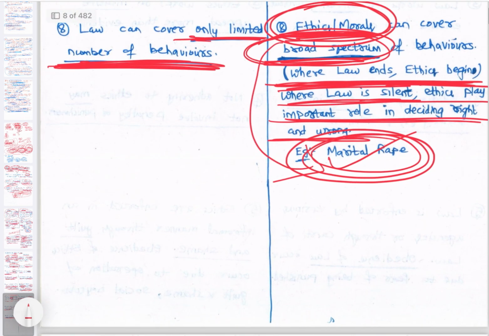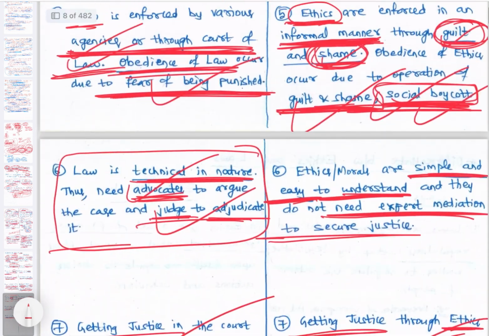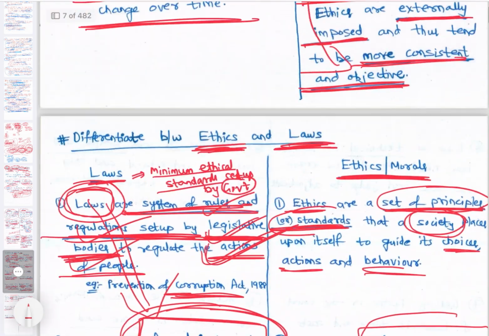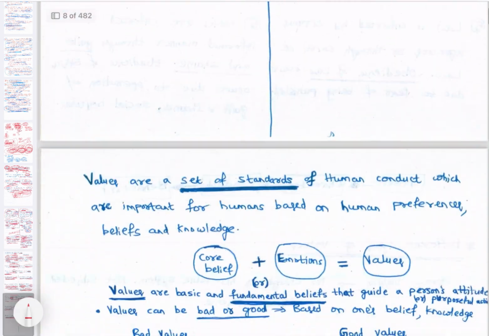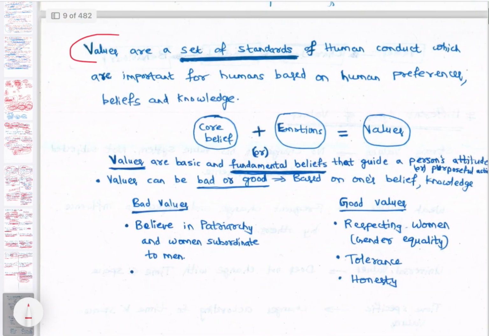So that is it. So that's it for today's class. In today's class, we discussed morals, ethics, and laws, and differences and connection between morals, ethics, and laws. So in tomorrow's class, we'll discuss values. In next class, we'll discuss values, and we'll discuss a few questions. So we'll start with answer writing in the next class.